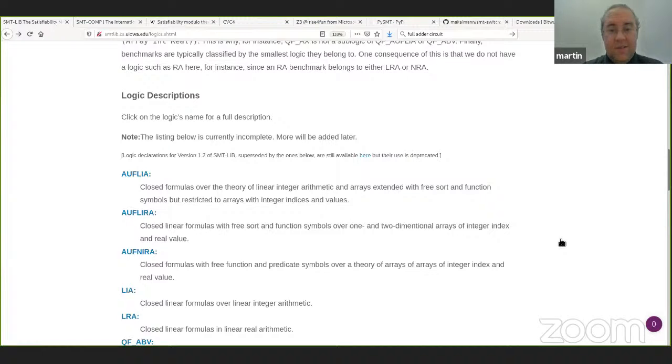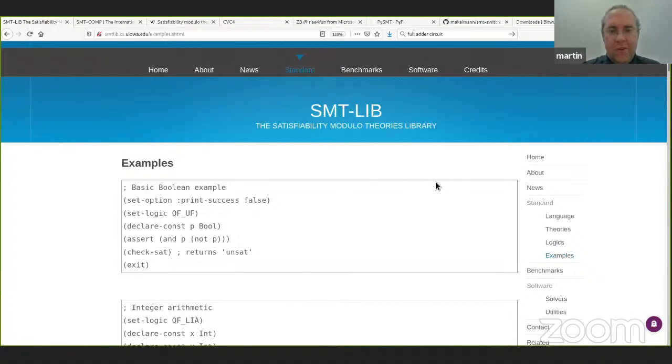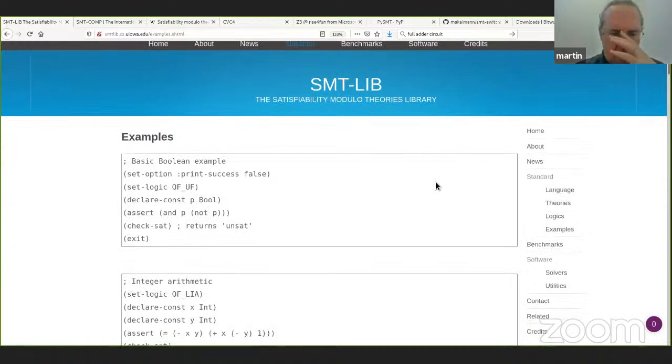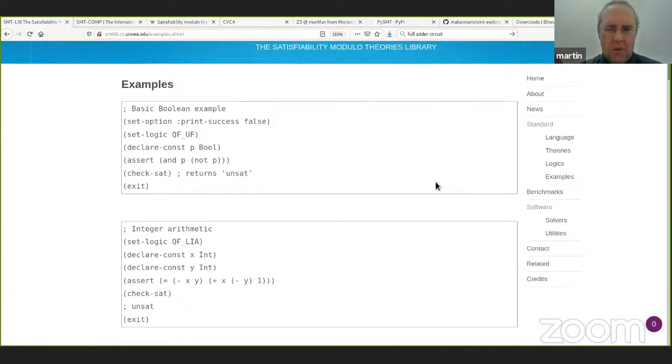The thing that is really, really useful here is the examples. If you generally want to know how to write something in SMT-LIB, just look at the examples. It's really the easiest way of learning, maybe apart from the thing that we're about to do. Overall, it's S-expressions, so it's Lisp-like, and the general pattern is that you have a bunch of commands.